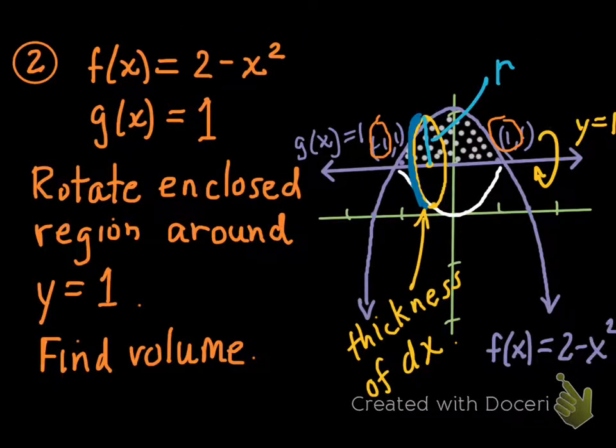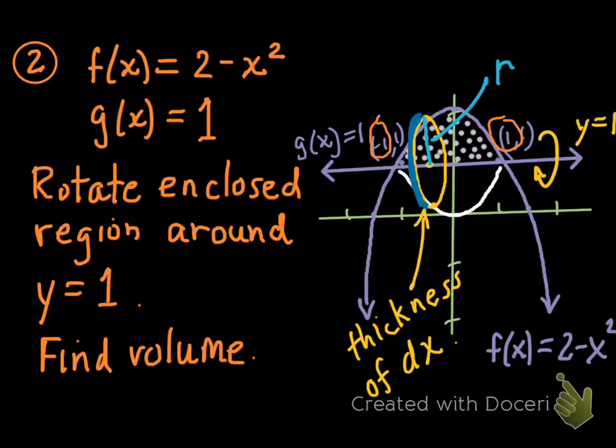But if you take a look at that very top purple curve, the very top of the mountain there, that curve is the function 2 minus x squared. Now, to find the radius of the circle, I need to subtract the lower curve. We've been down this road.